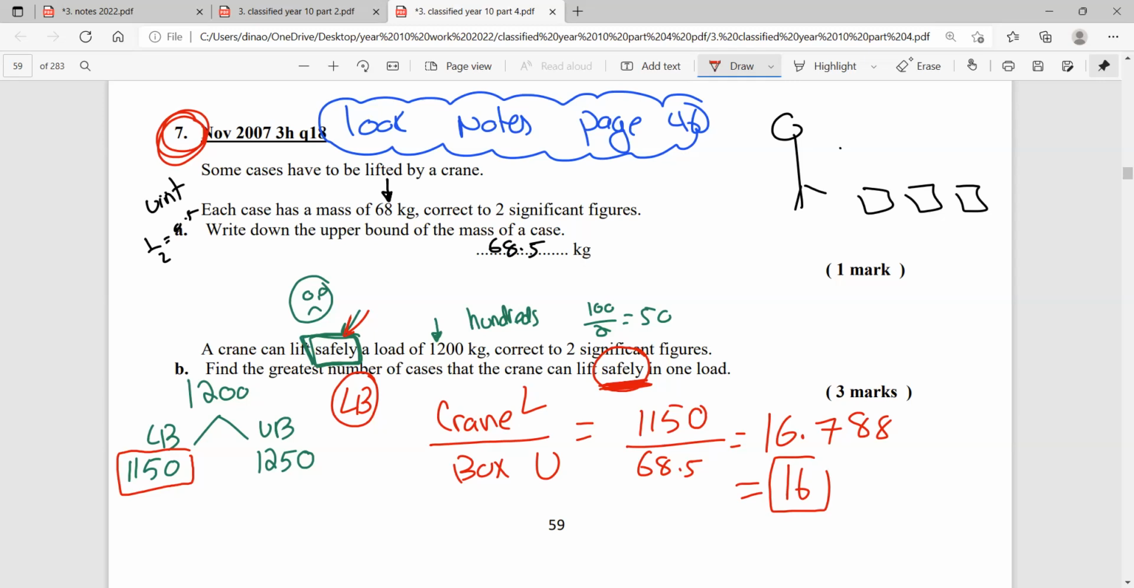Question number كام ده بقى؟ The question 18. Let's see. بالظبط صح 16. 1150 over 68.5.